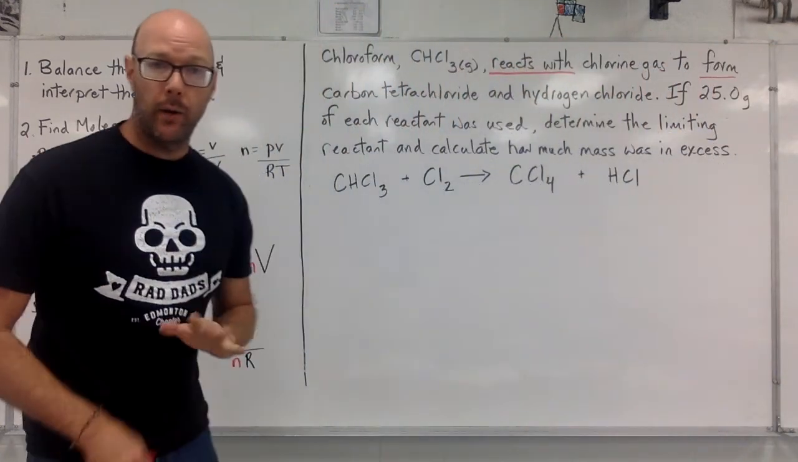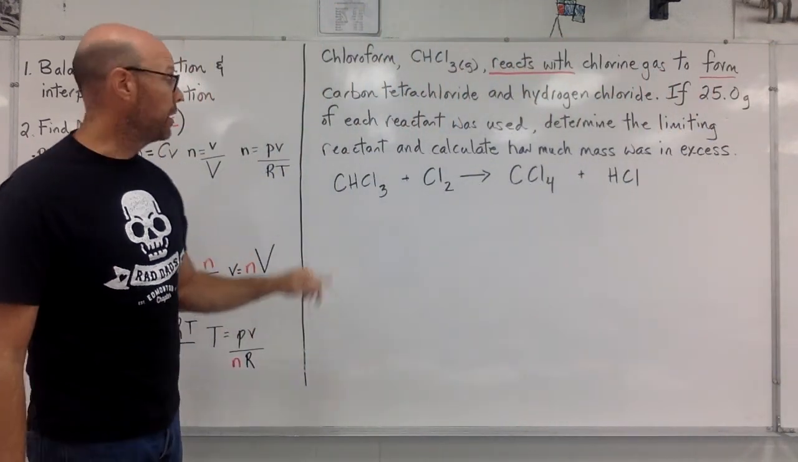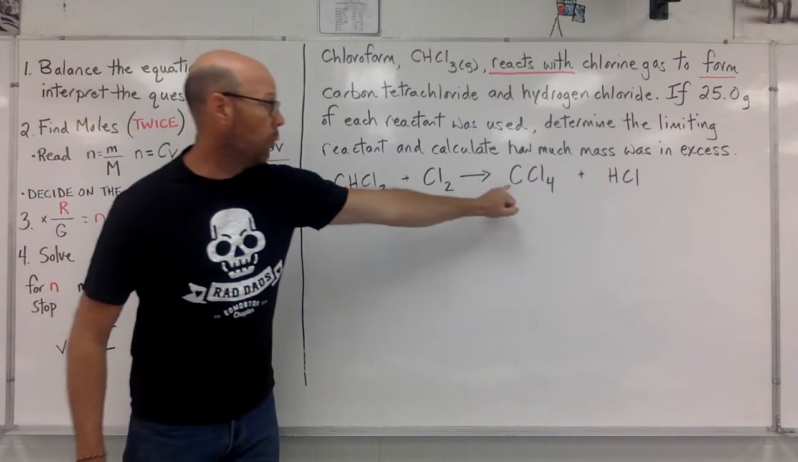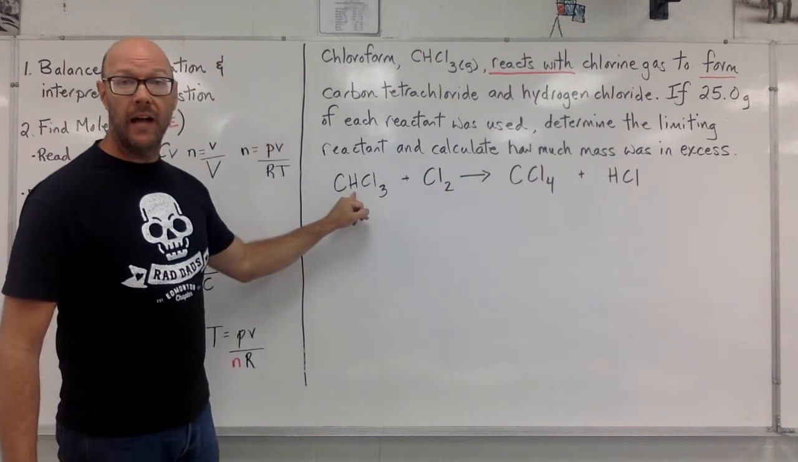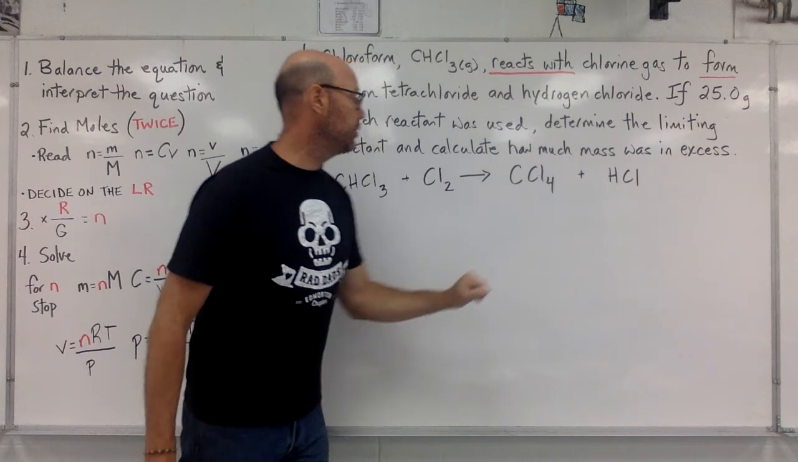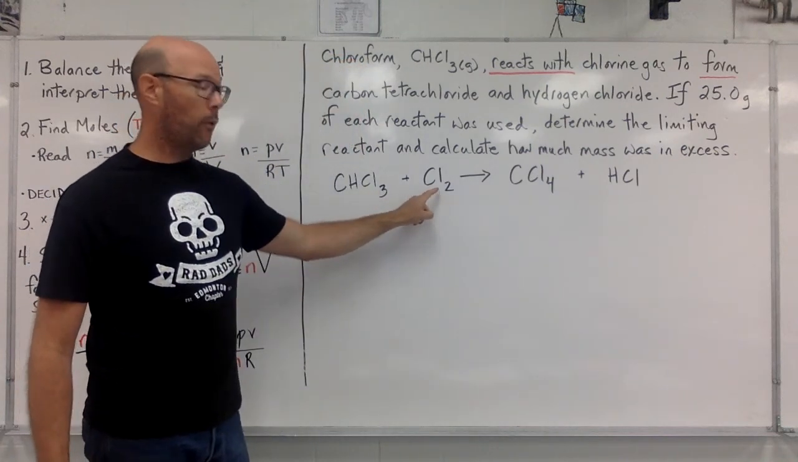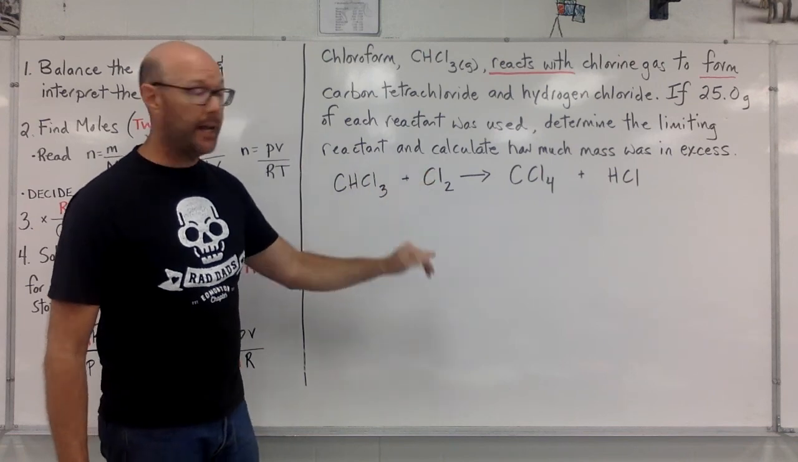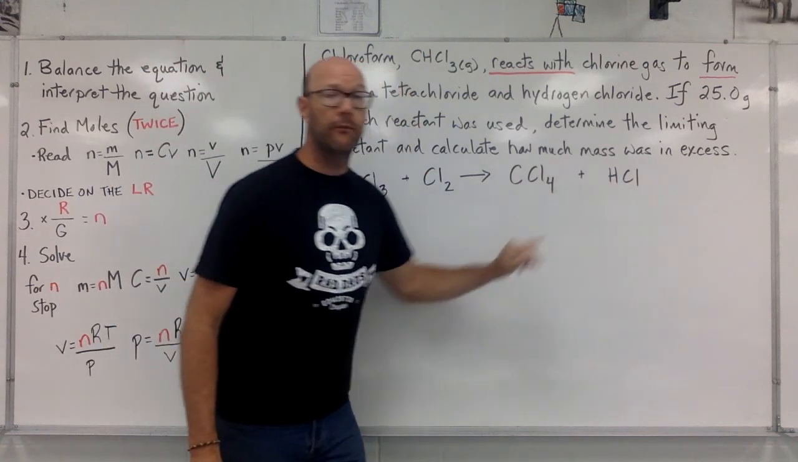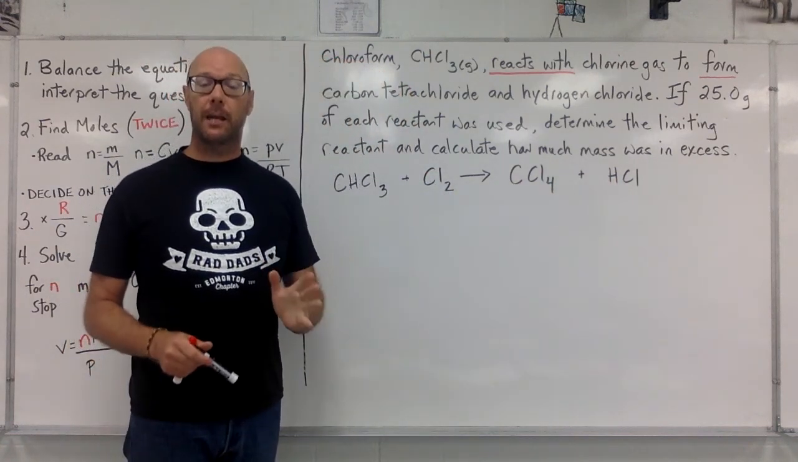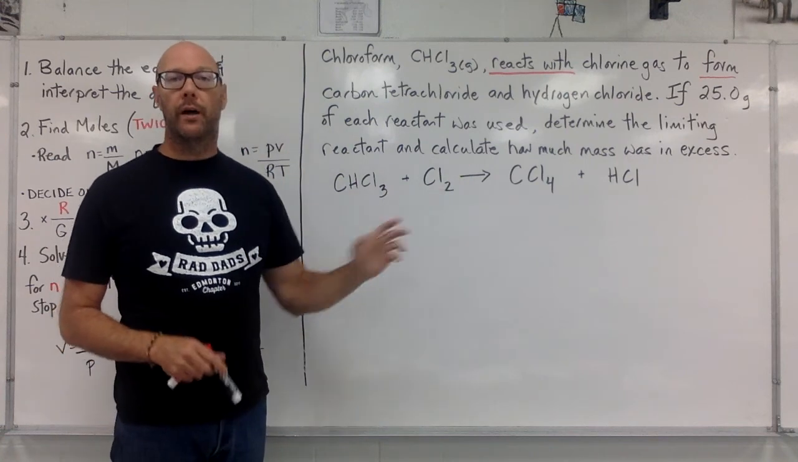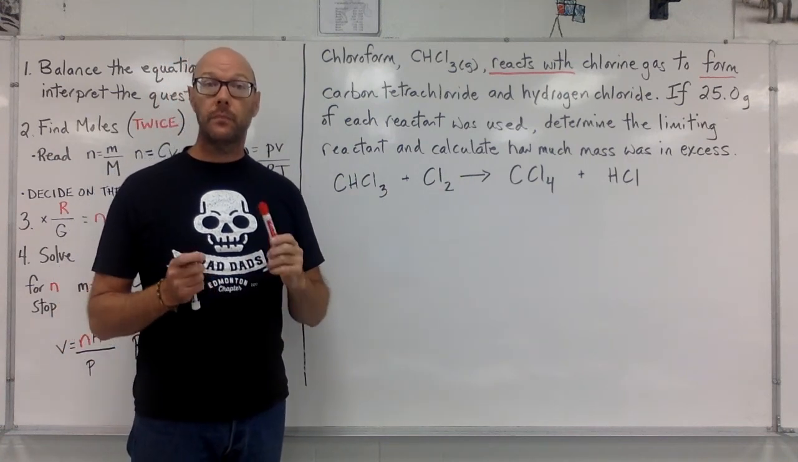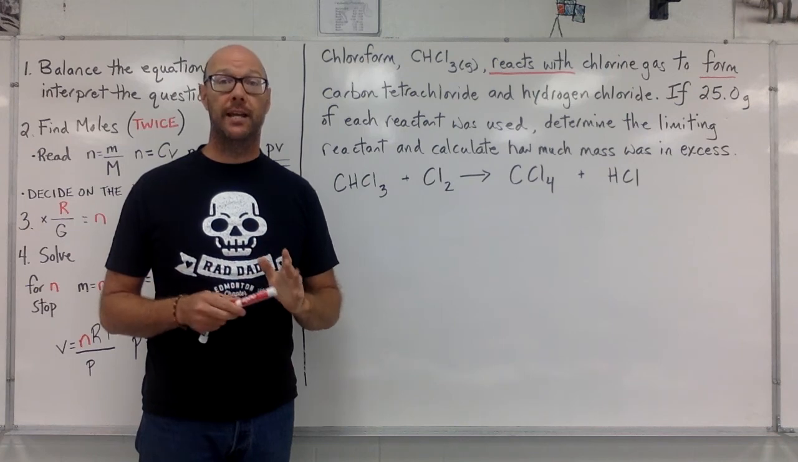Let's balance this equation. It just works out to be balanced as a matter of fact. 1 carbon, 1 carbon, 1 hydrogen, 3, 4, 5 chlorines in total on the left-hand side, and on the right-hand side, 4, 5 chlorines. It's a balanced chemical equation, just with all ones. How nice is that? Let's continue on with our interpretation.